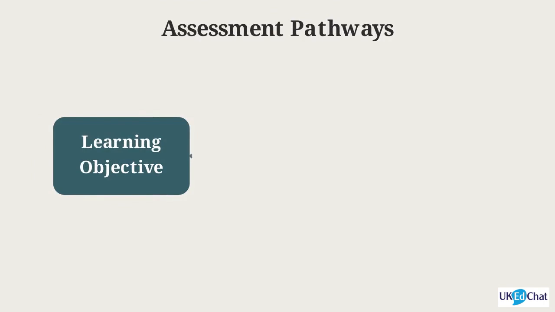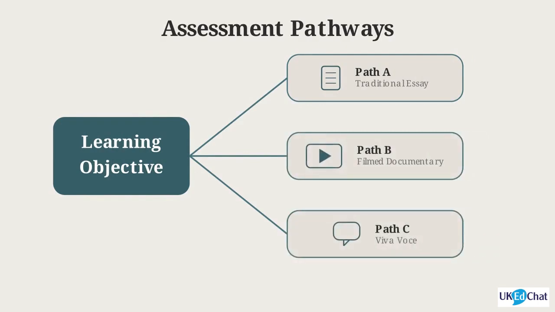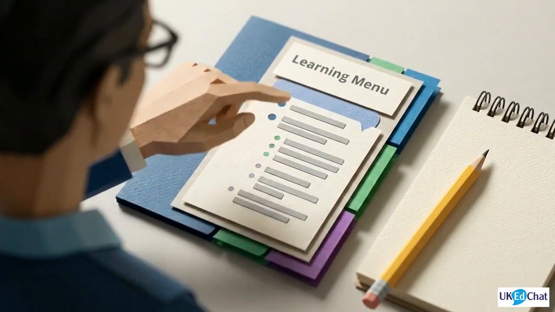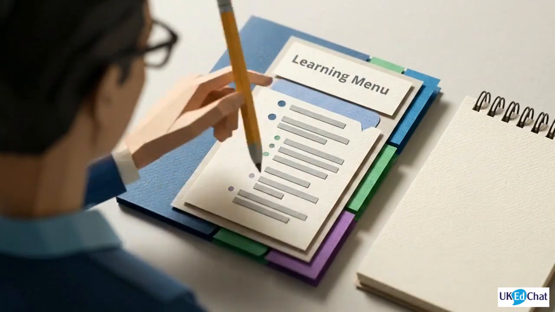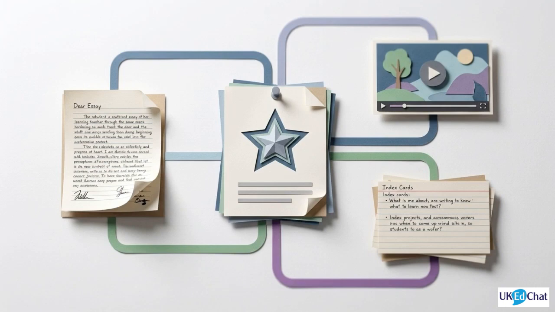This diagram illustrates assessment pathways. An older student might prove they met the objective by choosing Path A for an essay, Path B for a documentary, or Path C for a viva voce. You must limit pathways to 3 to avoid choice paralysis. You know your menu works when a pupil can glance at the sheet, point to a single option, and immediately begin working independently. Anchoring different mediums to a single, fixed learning objective ensures you maintain academic rigor while giving students the space to lean into their individual strengths.